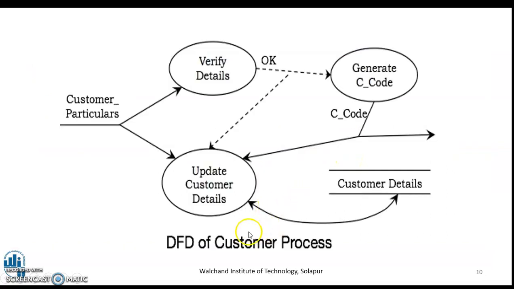Now this is what the DFD for the customer process looks like. So here you have the customer particulars. For these details there is a process, verify details. If the details are verified, you have the next process, that is generate C code. The C code is generated, it's updated in the customer detail process, and here it is being stored in the customer details. Okay, so this was the subsequent level DFD.